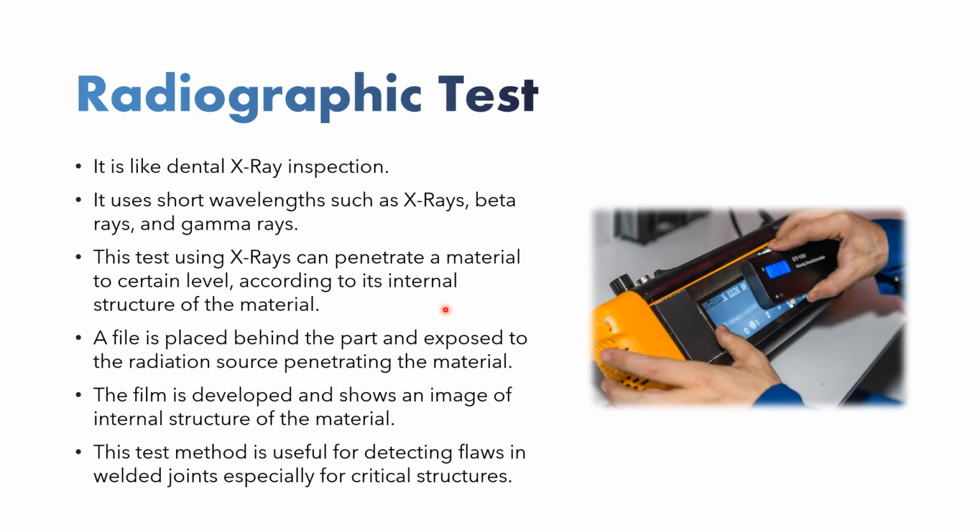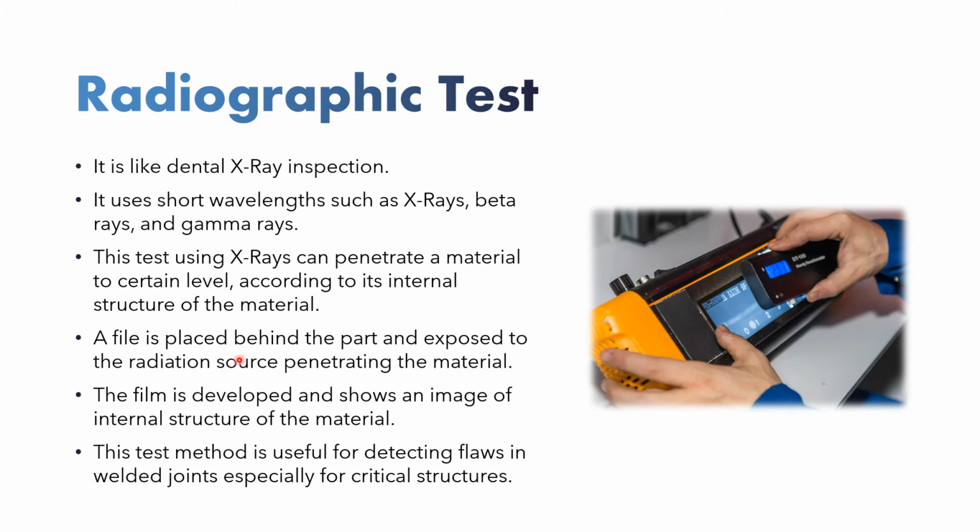So in this test using x-rays, what these rays can do is penetrate a material. Of course, not going through the whole thing, but up to a certain level. It also depends on the internal structure of that material. And then we're going to place a film behind the part and expose the radiation source, penetrating that material.